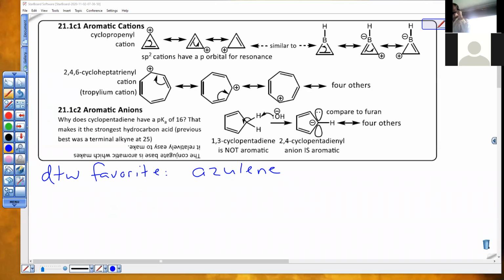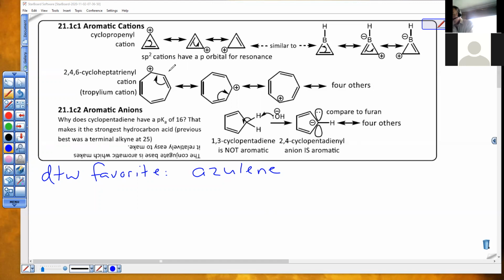Aromatic cations, as we saw before. We could have had an aromatic cyclopropene if it was a cation, and here are the reasons why. We have a similar story if we replace this carbon that has a cation with a boron, which is naturally sp2, so it has a p orbital that can resonate. Then we would get the same story over here, except boron started neutral and became an anion with a fourth bond.